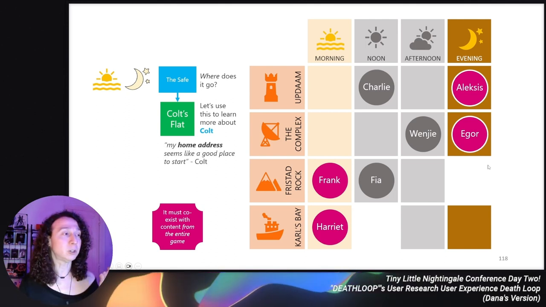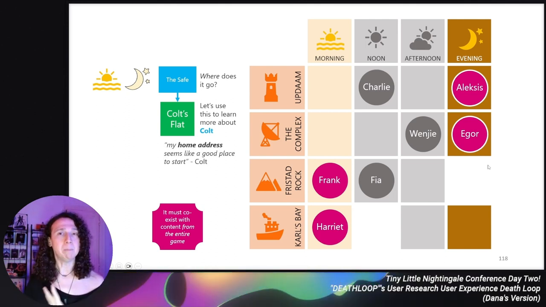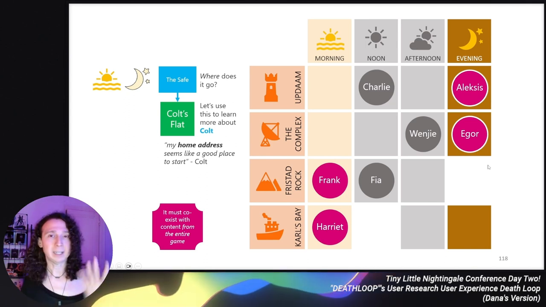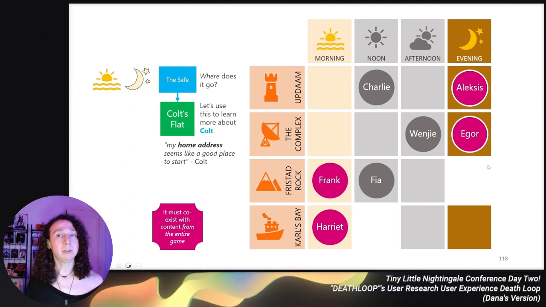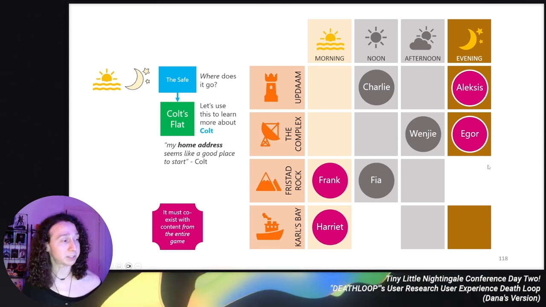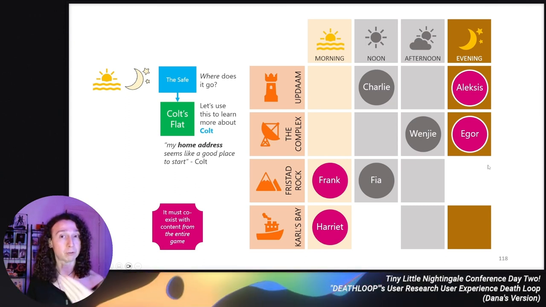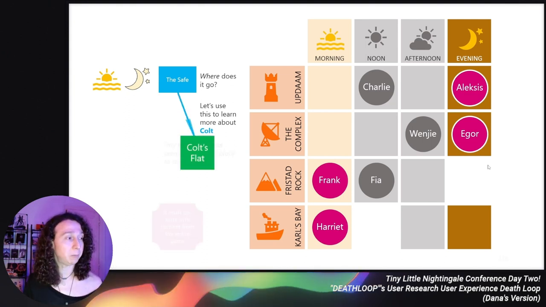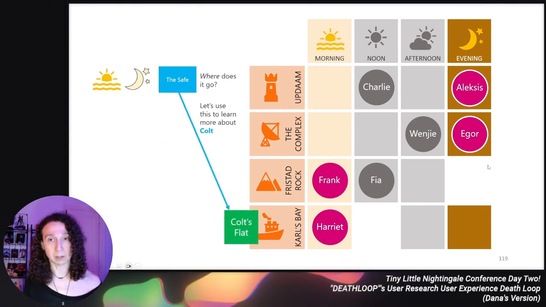And it's also provided a really simple motivation for Colt as a character. Like, he's lost, he's confused, he sees he has a home address. What's the first thing he wants to do? Go check out that home address. Because he doesn't know about the safe yet. What's drawing him to this location? It's his home. So Colt's flat is in Carl's Bay.